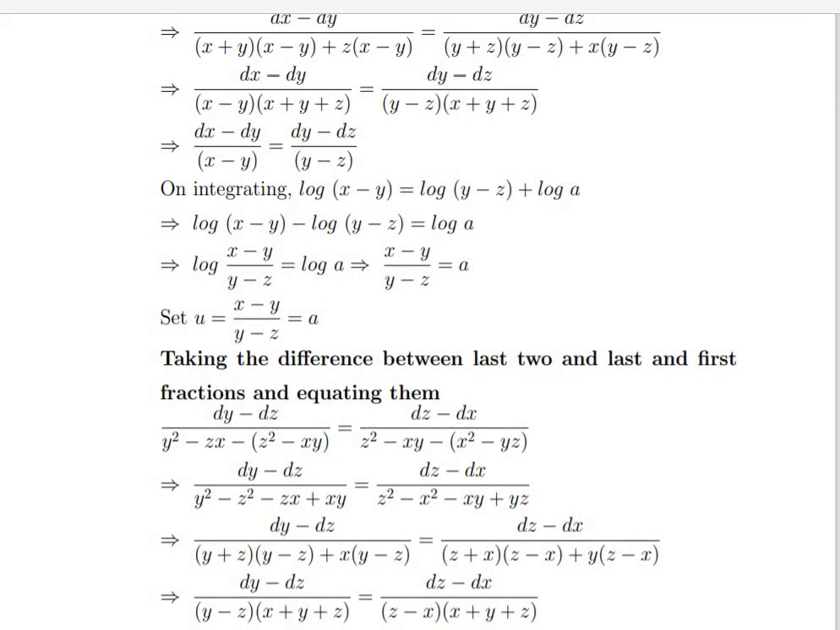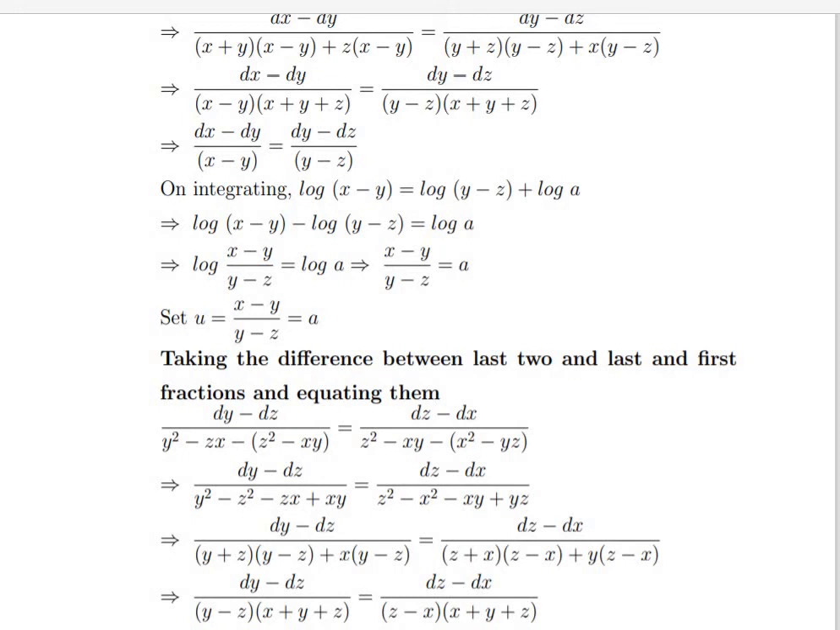So next, for getting v, we take the difference between the last two fractions and the last and first fractions and equate them. Taking the difference between the last two, we get dy minus dz by y square minus zx minus z square minus xy, and taking the last and the first fractions, we get dz minus dx by z square minus xy minus x square minus yz. From the left side of the equation we have opened the bracket, and on the right side also we have opened the bracket in the denominators.